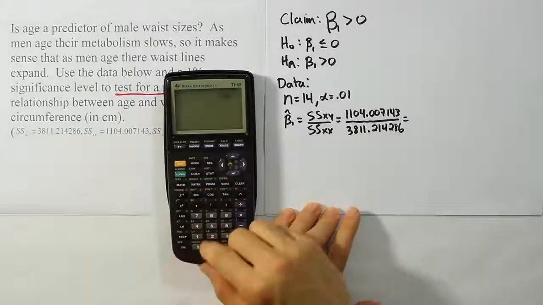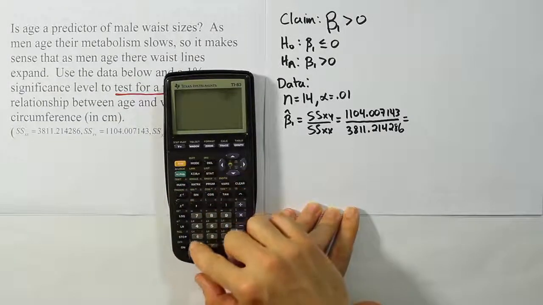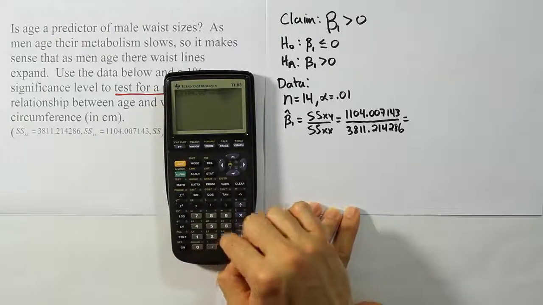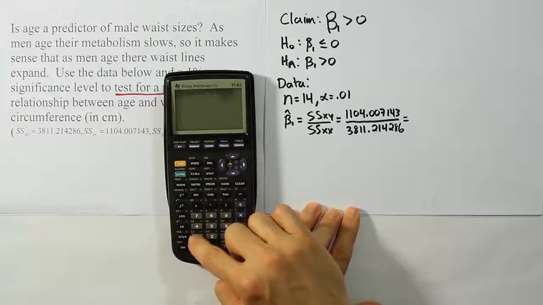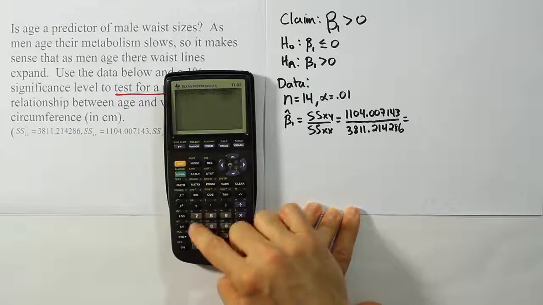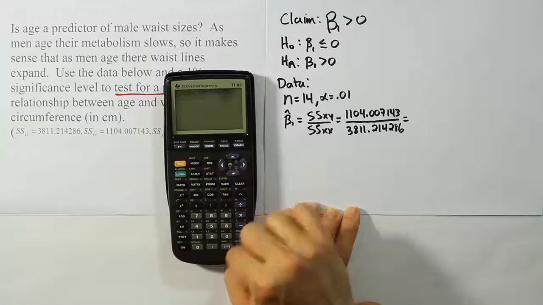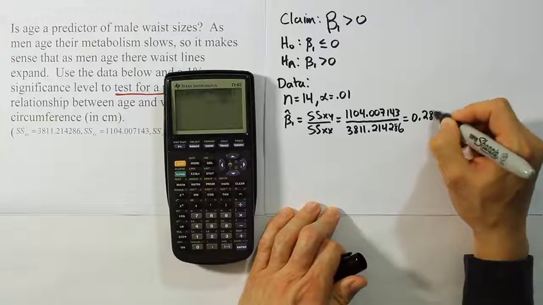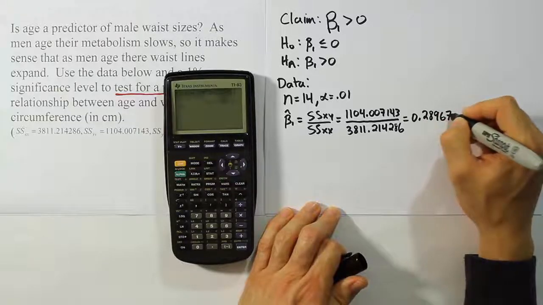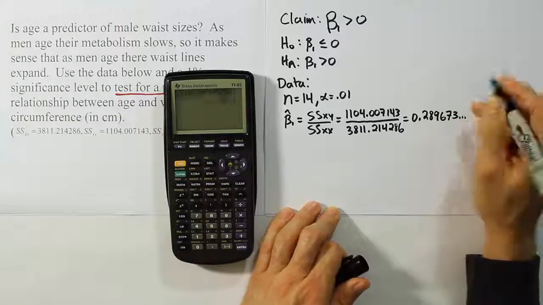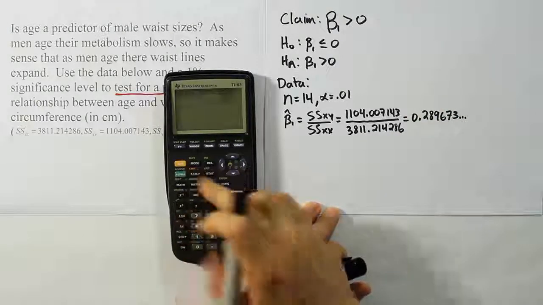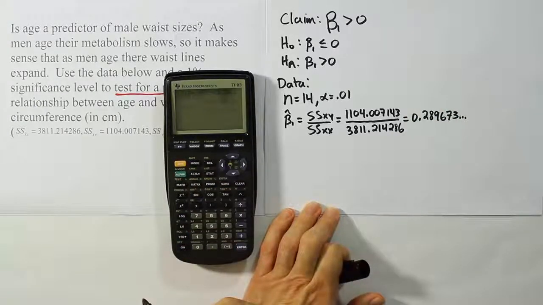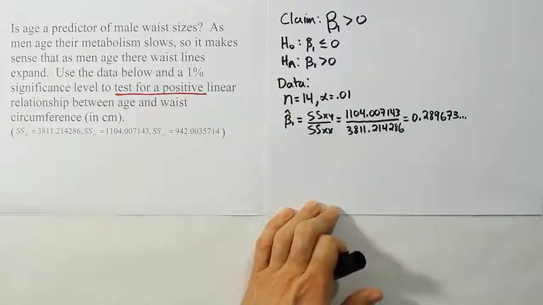So we'll have 1104.007143 divided by 3811.214286. And when we're done, we get the answer 0.289673... All right, I'm going to go ahead and store that into my calculator under x. So x for us will be the same as our slope. Okay, so I have that stored in there. Let's do our next step.